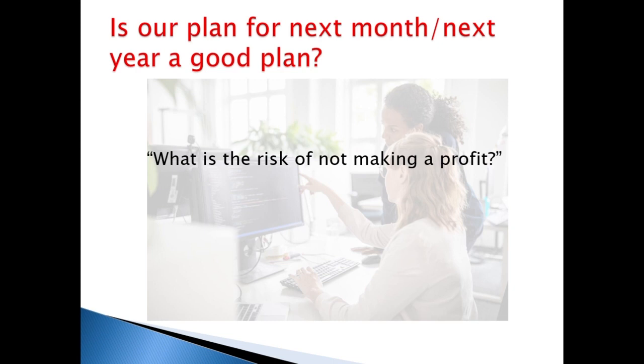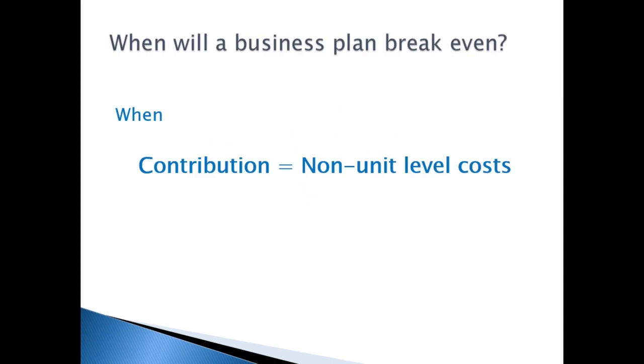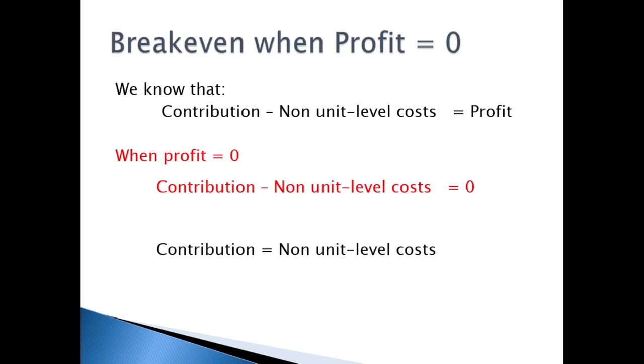So that's what we're looking at here. So when will a business break even? It will break even when the contribution is equal to the non-unit level costs. Okay, how do I know that? The break even is when the profit is zero. We have this formula for contribution being linked to profit. And so if the profit is zero, then contribution minus non-unit level cost is zero, which means the contribution must equal the non-unit level costs.